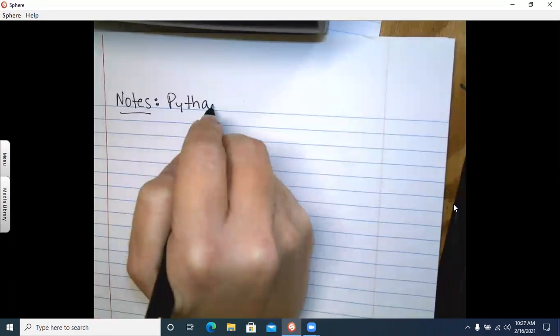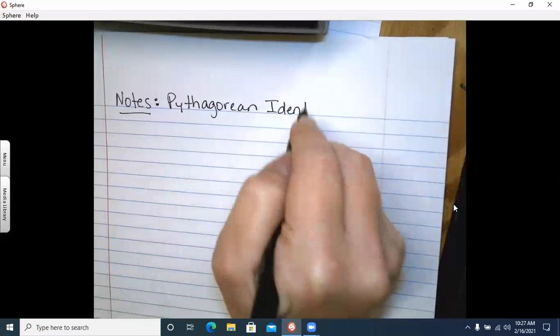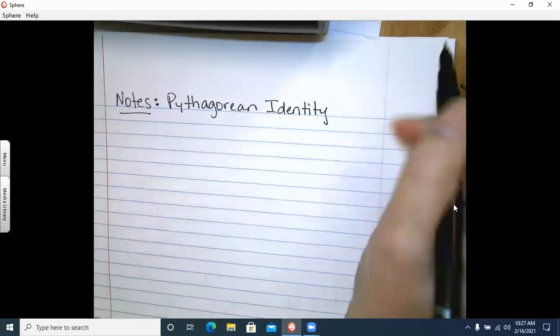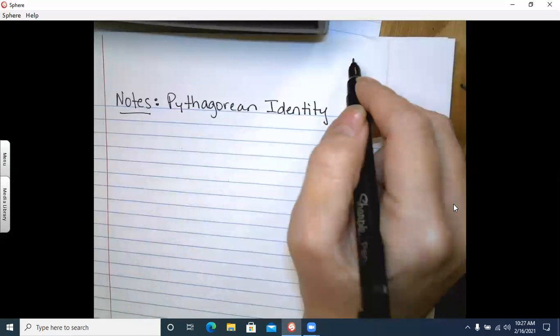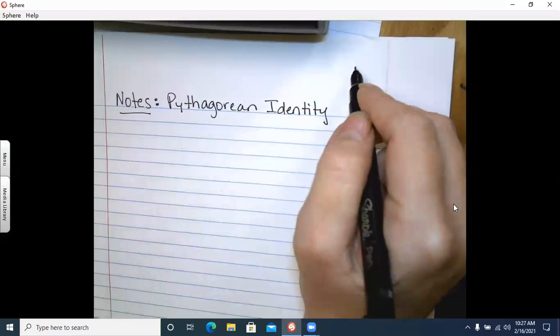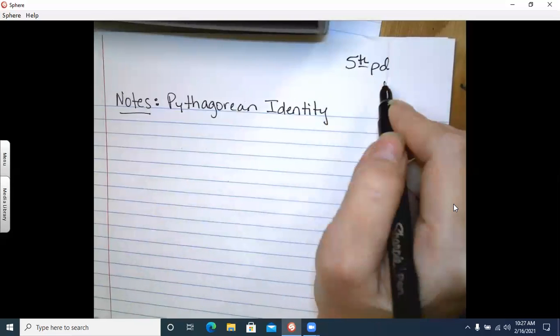Do y'all remember the Pythagorean theorem from geometry? Can anybody tell me when you used the Pythagorean theorem? Just hypotenuse? Yeah, any side of a right triangle, right? If you knew two sides, you could find the missing side. So what we're doing today is called the Pythagorean Identity, which is very similar.